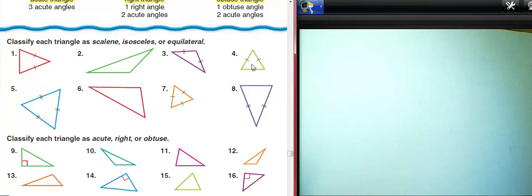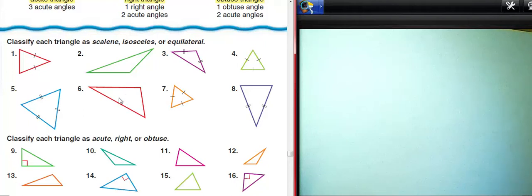Question 4, we have 3 sides equal in length. We have 3 sides congruent. So this triangle will be an equilateral triangle. Okay. Question number 5. It's the same as question 4, all sides are equal in length, all sides congruent. So this triangle will be equilateral. Question 6. We have 3 sides not equal in length, 3 sides not congruent.